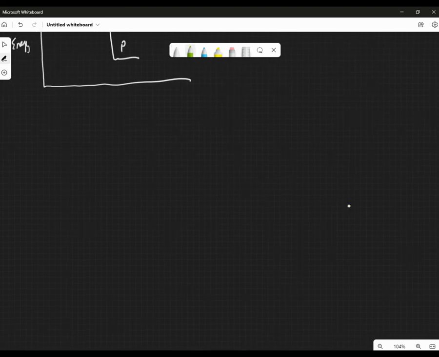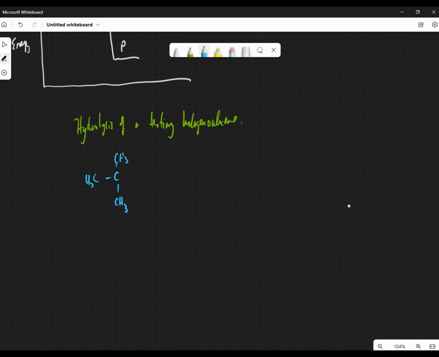Okay, so we're going to do exactly the same, well, not exactly the same, but this is now the hydrolysis of a tertiary halogenoalkane. And the one I'm going to pick is this one. I'm going to say CH3, CH3, CH3, and then Cl.